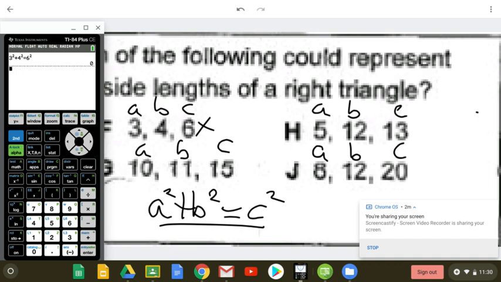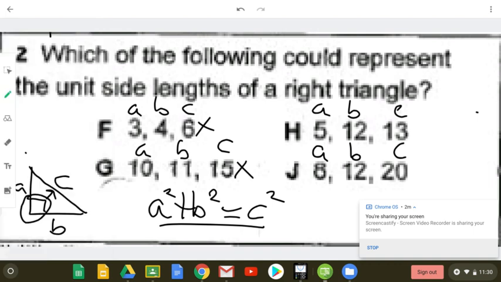All right. So now I'm going to do this letter G. So 10 squared plus 11 squared. Remember, second math is equal to 15 squared. That also does not equal a right triangle. So I'm going to go to the next one.